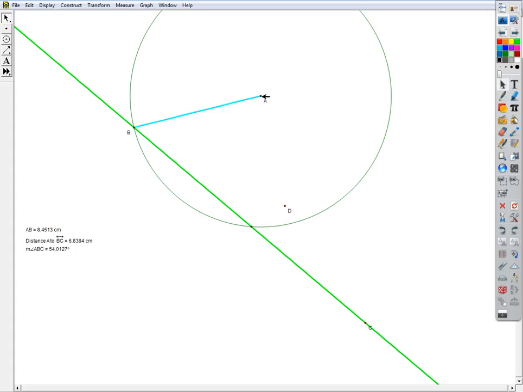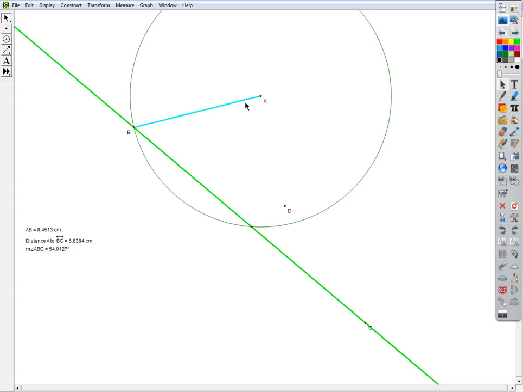Let's say here's the distance from A to B, from the center to the edge of the circle, and it's about 8.4513, blah, blah, blah. But I asked Geometer Sketchpad to measure the distance from A to the line, and it told me something different. It told me a distance of 6.8384. So it's telling me that the distance the ant walks to the line, if he walks the shortest distance, is less than the length of that blue segment.